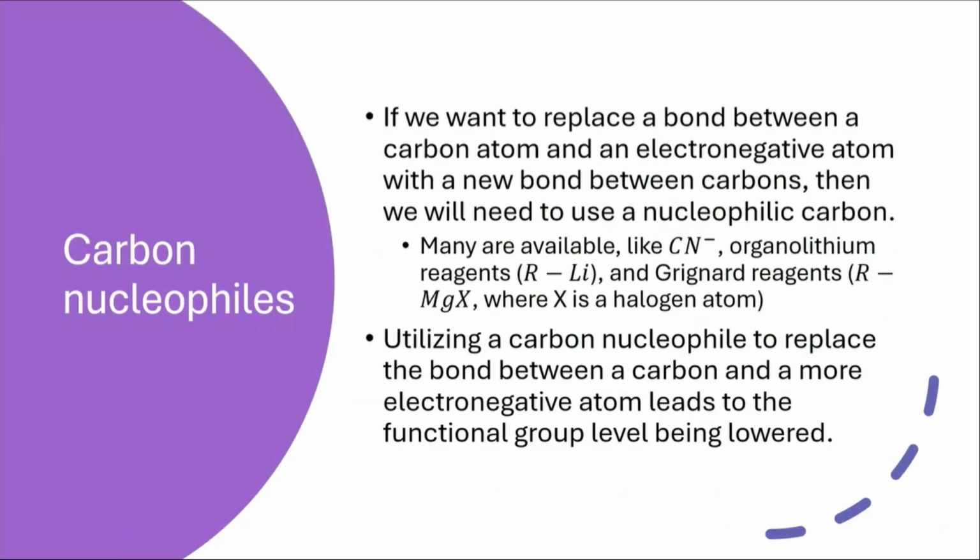We also have things like organolithium reagents and Grignard reagents. Organolithium reagents consist of a carbon-lithium bond, and Grignard reagents consist of carbon that's bonded to magnesium, and that magnesium is also bonded to a halogen atom. So using a carbon nucleophile to replace the bond between a carbon and a more electronegative atom will, in the end, lead to the functional group level being lowered.